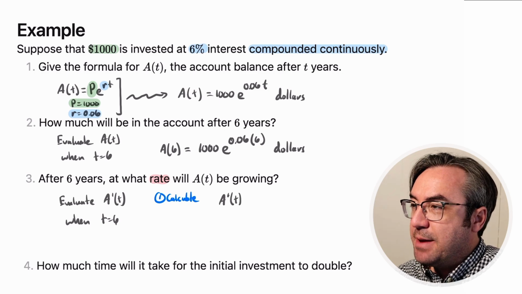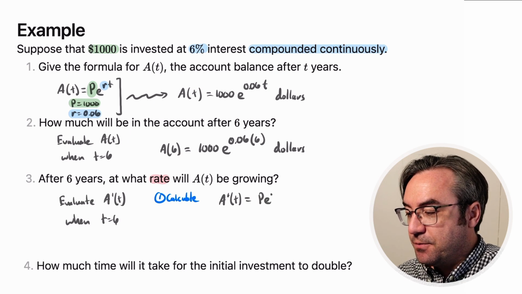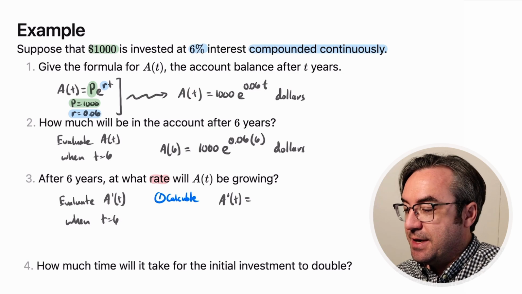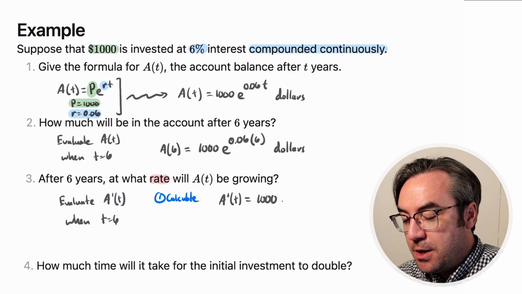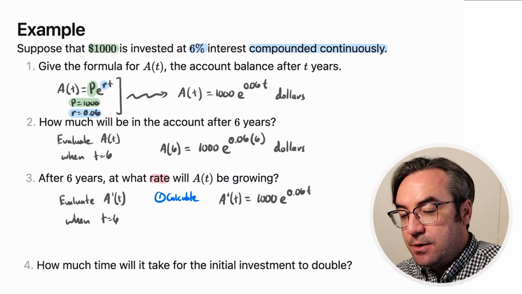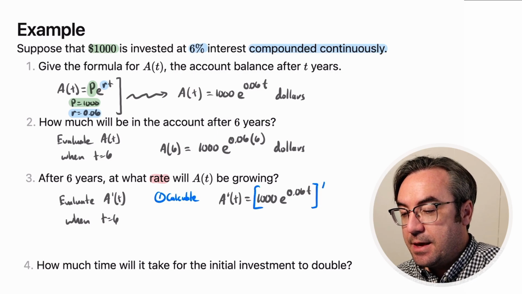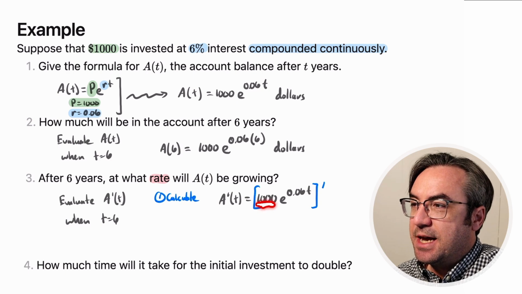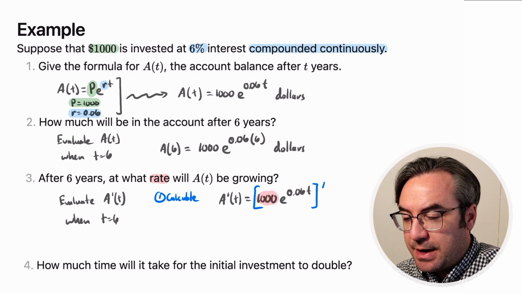All right, so we want to get A prime, and we're going to differentiate our account balance formula. So let's use the formula we found back in the first part: 1,000 e to the 0.06 times t. We're going to differentiate this whole thing. The 1,000 is a constant multiple, so nothing really happens with that. That's just going to stick around.